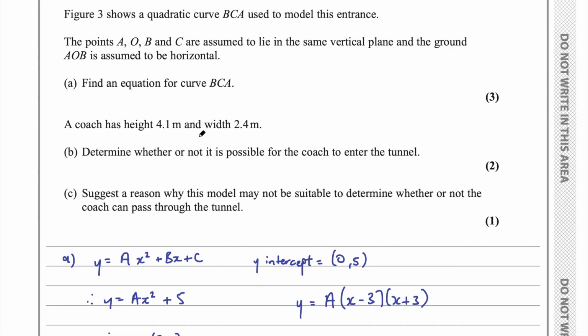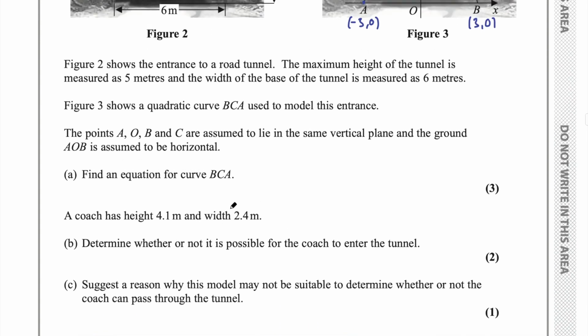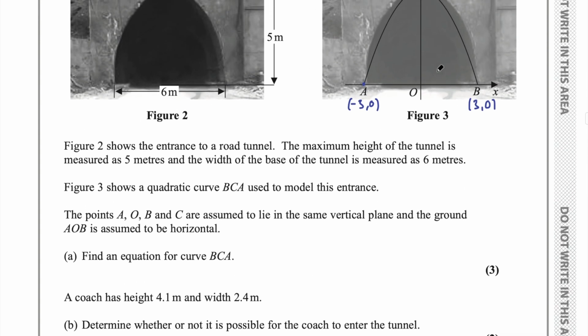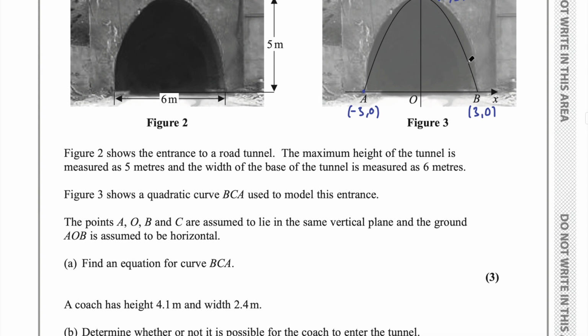Part B says a coach has height 4.1 meters and width 2.4 meters. Determine whether or not it is possible for the coach to enter the tunnel. Okay, so if it has a width of 2.4 meters, then the middle of the coach would be on the y-intercept, then the x value is going to be half of that, right? So there will also be 1 over here. So that entire width needs to be 2.4, but the x value here will only be 1.2.